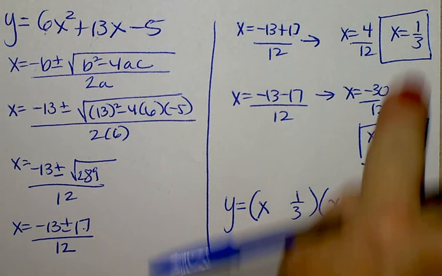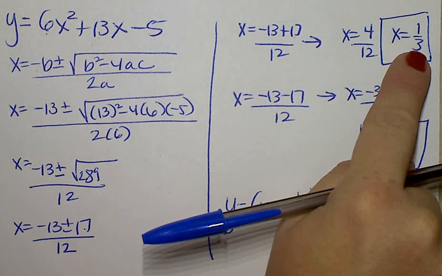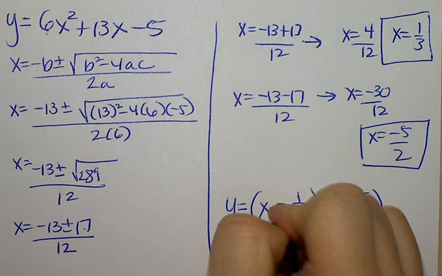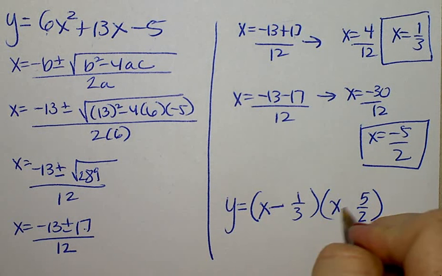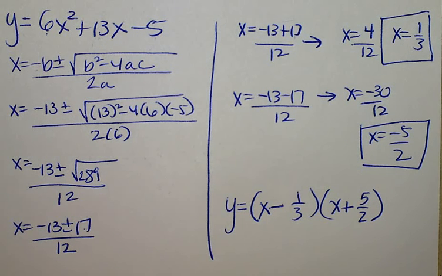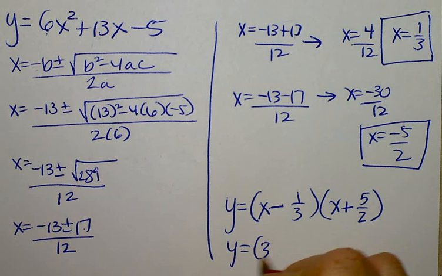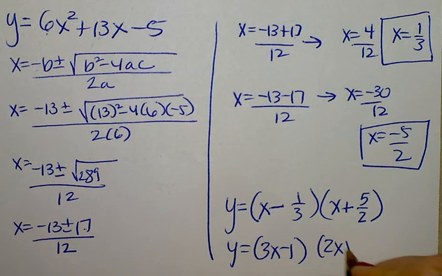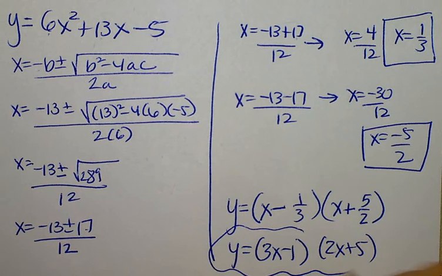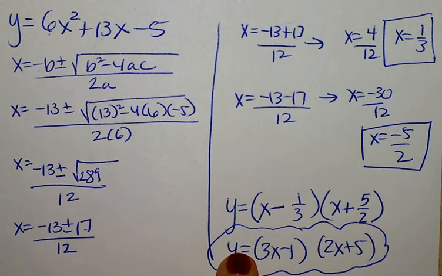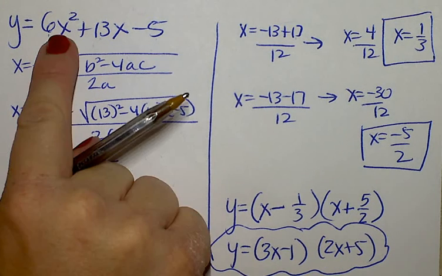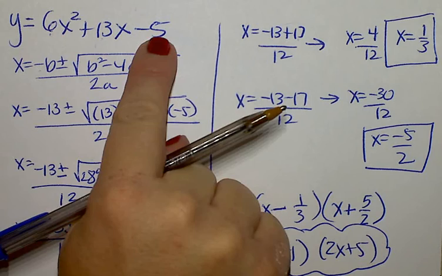It's opposite of what the answer is. So this was a +1/3, a negative goes in this position. This was a -5/2, a positive goes in this position. And now we do bottoms up. Your final answer is 3x minus 1 and 2x plus 5. This is an alternative way to still get the factored form of this standard equation and the two roots.